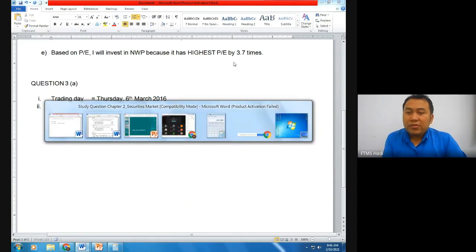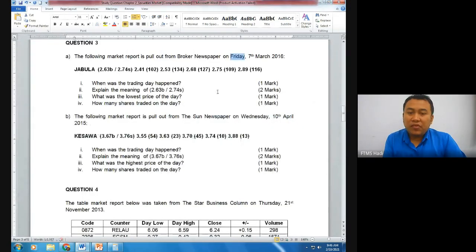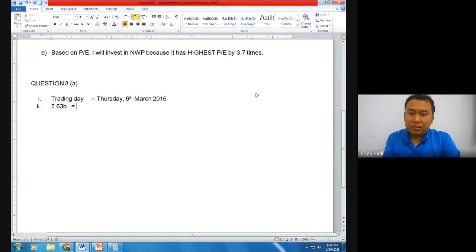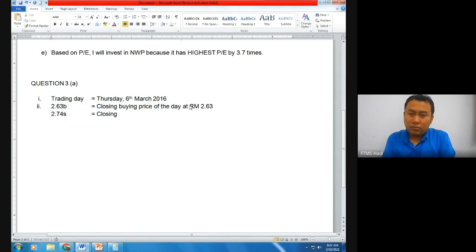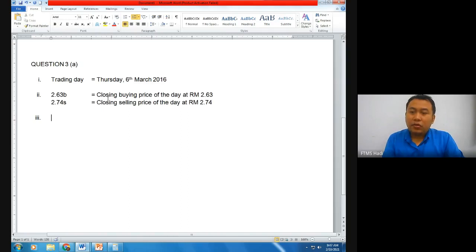Okay, the second one, explain the meaning of 2.63B, 2.74S. Okay, 2.63B means that B means buying price, and then we add RM 2.63. Okay, the second one is 2.74S. We add RM 2.74. So that is the second part. Okay, so that is how you interpret this one.